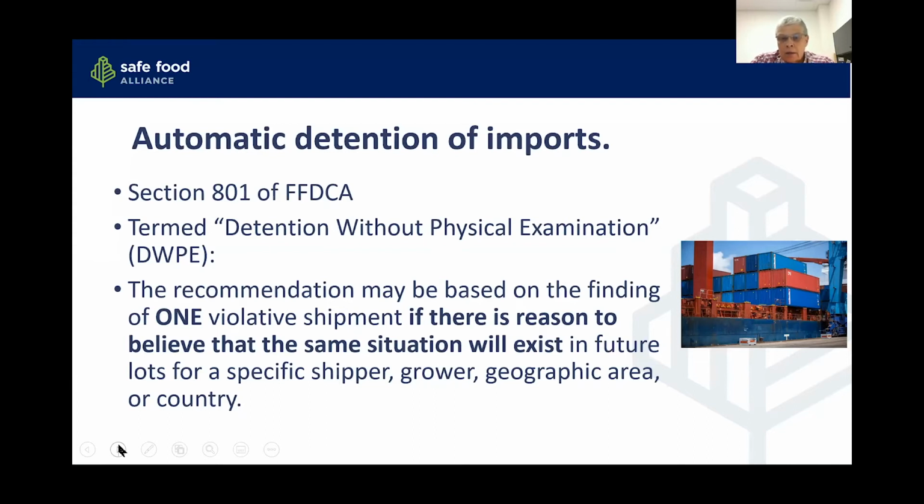Basically, this means that the product comes in, the FDA themselves don't necessarily need to inspect or test it, but that product is put on hold, and that recommendation is typically based on the finding of one violative shipment if there's reason to believe that the same situation will exist in the future for lots coming from a specific shipper, grower, geographic area, or country. And it specifically relates to some sort of food safety hazard or sign of adulteration. So a microbiological or chemical hazard, could be pesticides, could be a mycotoxin issue. We even see products put on detention for insect infestation or some of these other defects.